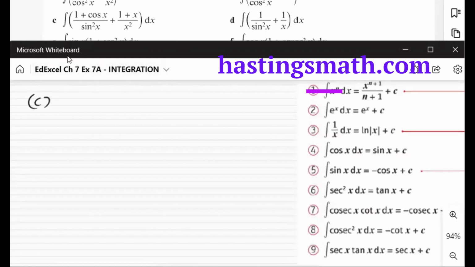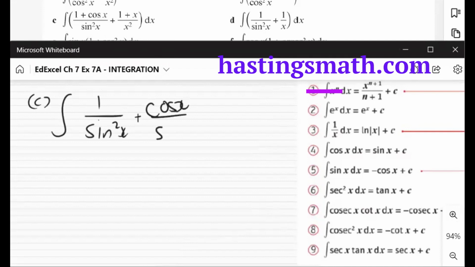Number C. So again, we want to make it look like one of these 9. First thing I want to do is split this 1 plus cos x over sine squared x into 1 over sine squared x plus cos x over sine squared x.